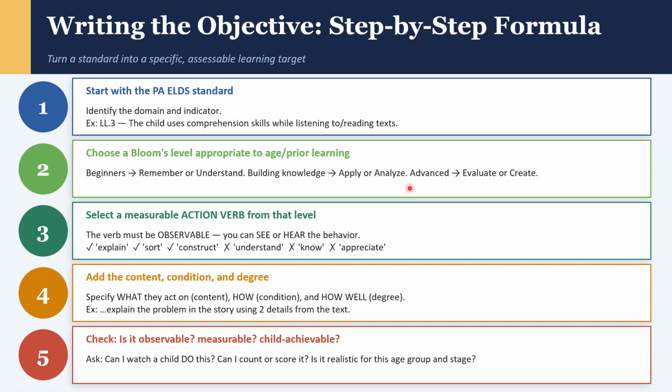And then as the children get better with this skill, almost think of it in kindergarten, right? If we're all beginners in September, we can move up to the advanced by the end of the school year, where they're evaluating or creating comprehension skills based on a text. So after we have the standard, we will pick a spot on Bloom where we want to work. Then you have to pick your specific verb.